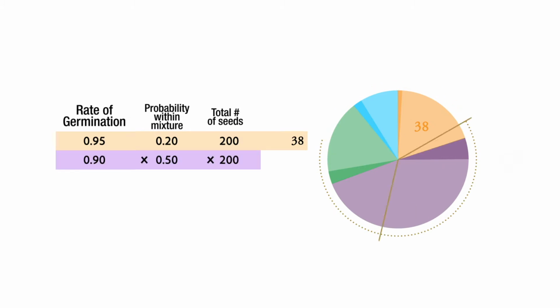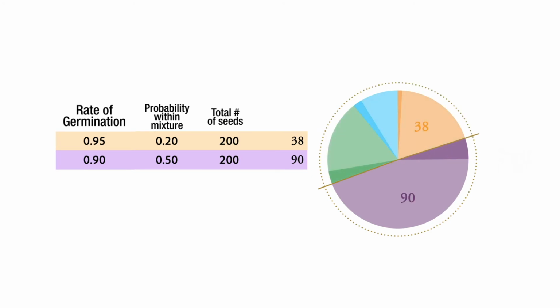And then we can see this one is 90% germination rate times half the bag times 200 seeds. That will give us 90 seeds that will germinate. Because half the bag is 100 seeds, and 90% of those will germinate, so 90 seeds germinate.